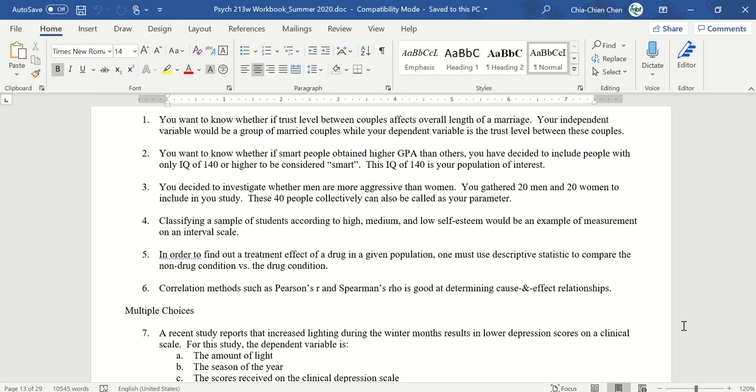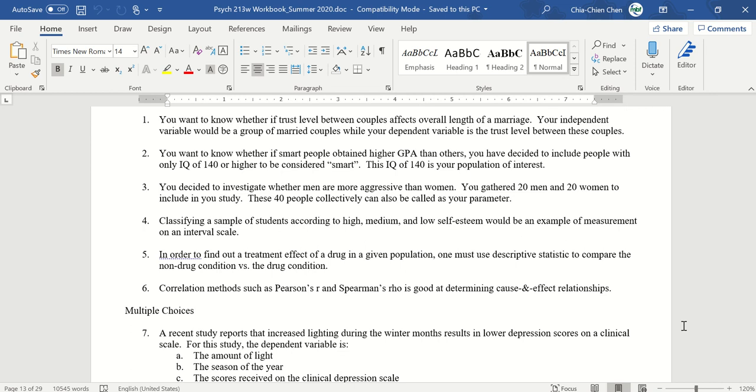Okay, and you're probably thinking, why is that? Because if you want to know if smart people are better students, in that they obtain higher GPA, you must have a comparison group too, right? So which means you need smart people and not so smart people in there. Okay, and then you decide to include people that are IQ of 140 or higher to be considered as smart. So this cutoff of the IQ of 140, this is your criteria.